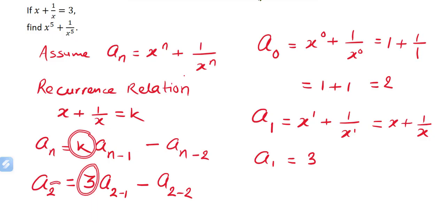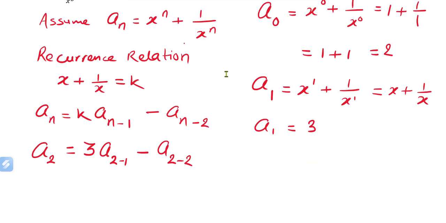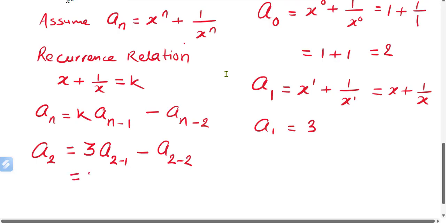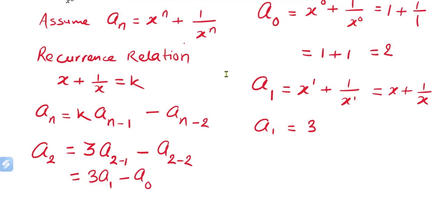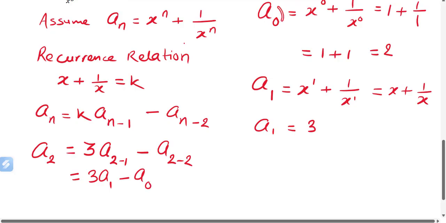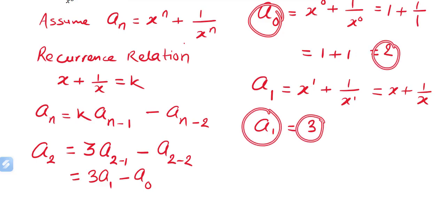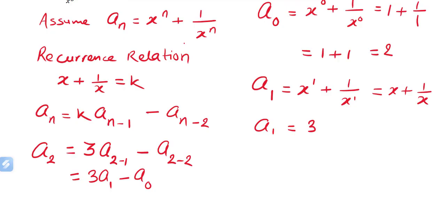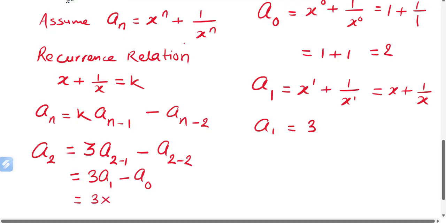And for 2, we replace this n by 2, this n by 2, and this one by 2. That simply means we can rewrite it as 3 times a1 minus a0. The value for a0 is given, which is 2, and a1 is 3. So simply we replace those values. Now this is 3 times 3 minus 2, which is 9 minus 2, equal to 7.